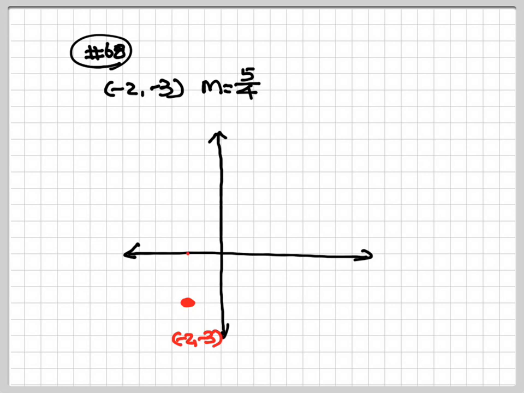The slope numerator is +5. So from that, I go up 5 spaces: 1, 2, 3, 4, 5. The denominator always goes to the right, so go right 4: 1, 2, 3, 4. So that's my ending point. Then after that, draw a line to connect the 2 points. Okay, now let's look at number 70.